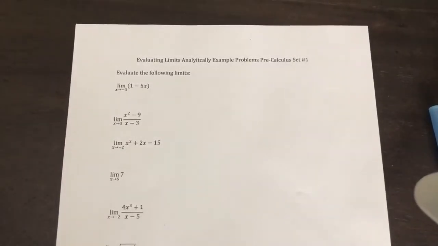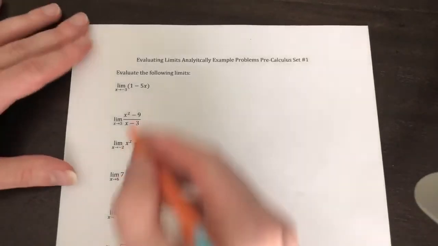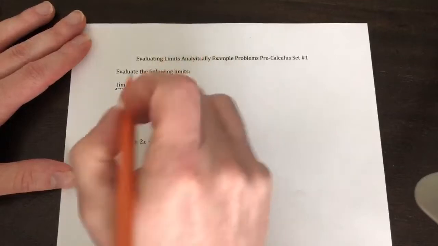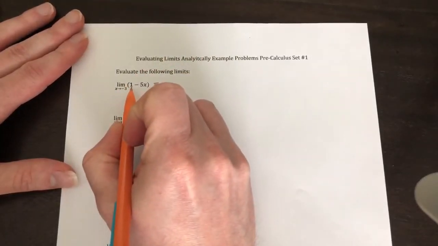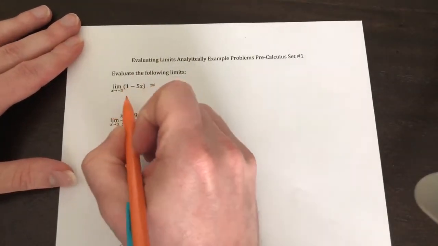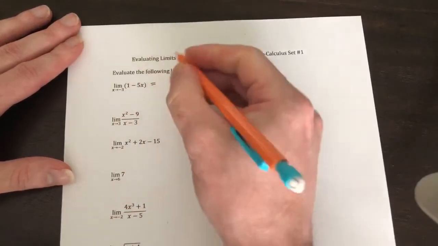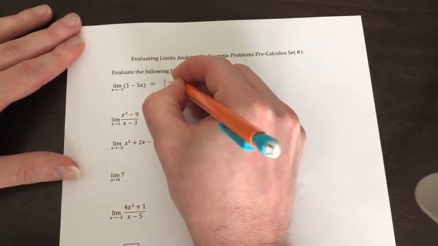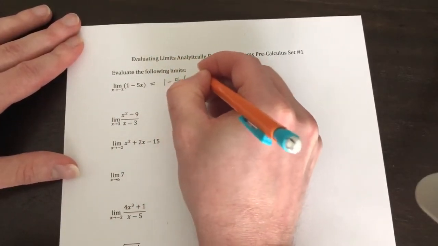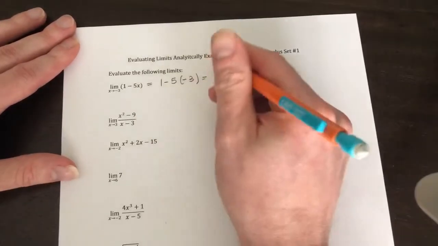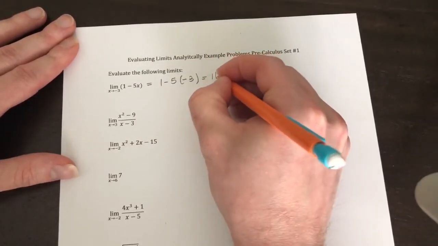Okay, so our next little lesson that we're going to look at is how to evaluate limits analytically using algebra. The first type of example we're going to look at is where we just plug in. I'm going to plug in a -3 everywhere there's an x. That's what this means: the limit as x approaches -3. So I do 1 minus 5 times a -3. -5 times a -3 is 15, so this comes out to be 16.